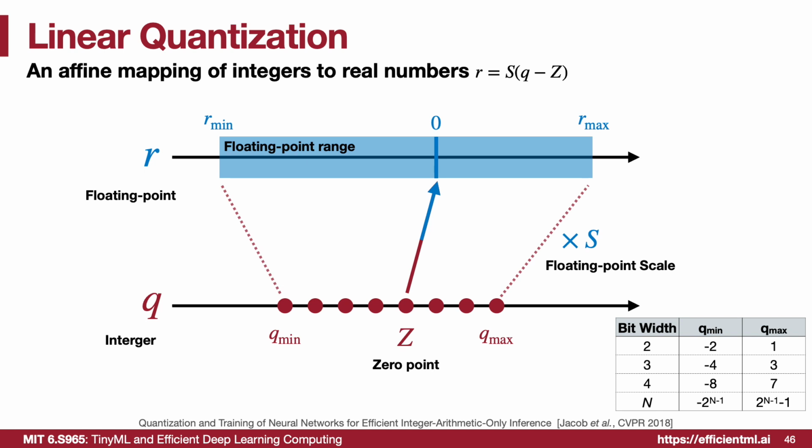Okay. And so here, for the Q-min and Q-max, for different bit widths, we have different numbers. And for 2-bit width, actually this is reversed. Q-max and Q-min: 1 minus 2, 3 minus 4, etc. You can correct the slides after the lecture.